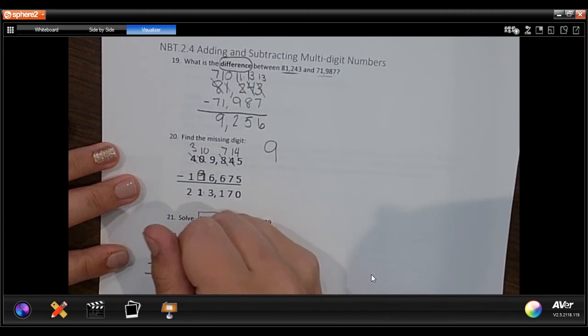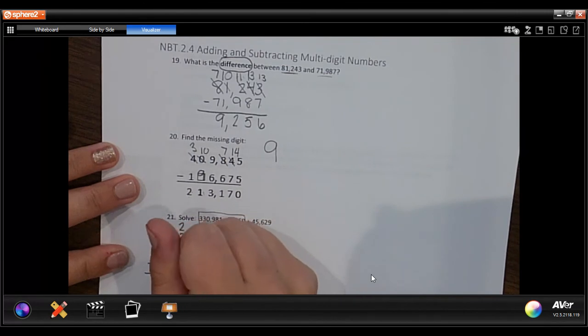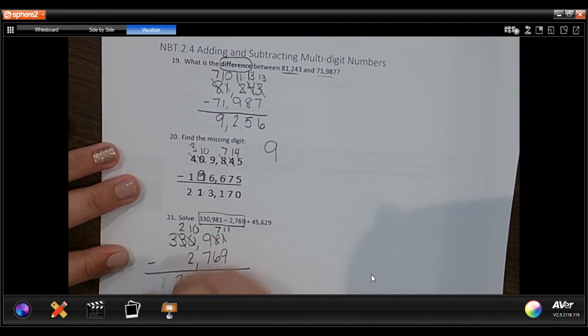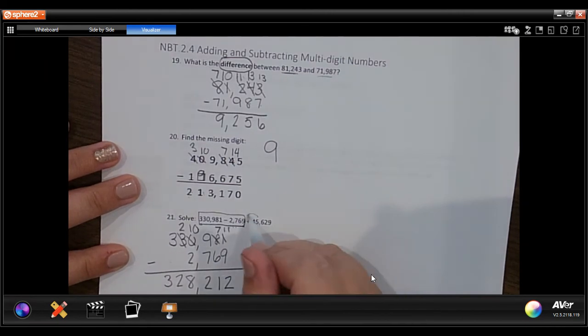0 minus 2 I can't do. Cross out the 3, make it a 2. Cross out my 0, make it a 10. 10 minus 2 is 8. 2 minus 0 is 2. And 3 minus 0 is 3. So my answer for that is 28,212. But now I'm not done because I have to add it to this number.